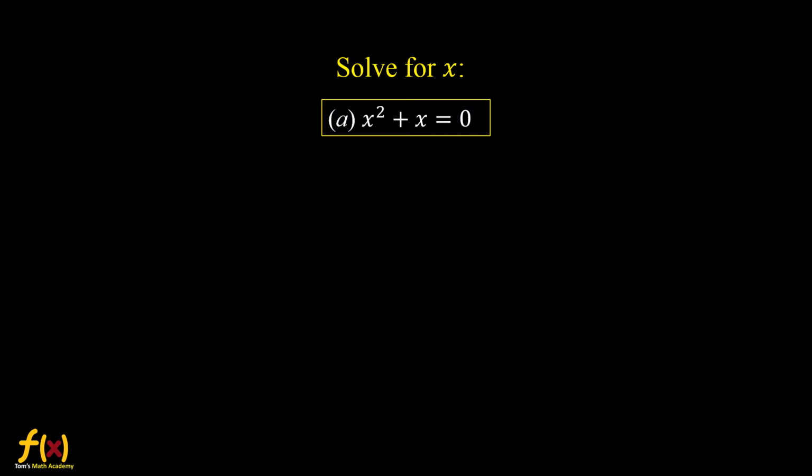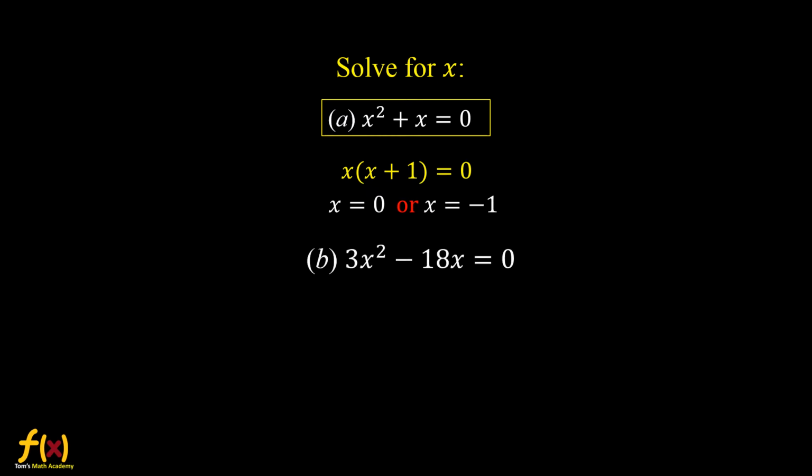We have only two terms on the left side. When we have two terms, remember to take the common factor. So x times x plus 1 equal to 0. Therefore, x equal to 0 or x equal to minus 1.